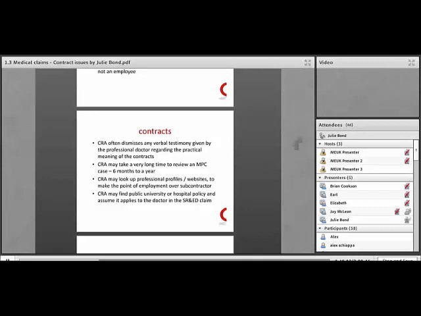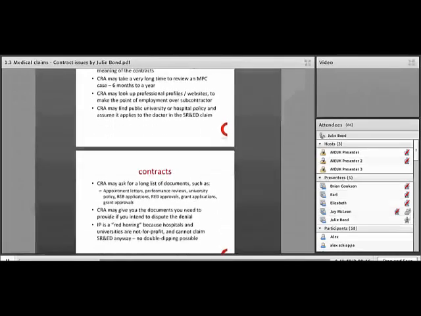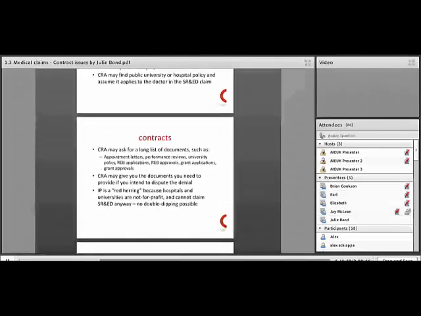Some of the things we've seen is CRA going out and looking in the public domain, and let's say they find a professional profile of a doctor who is associated as a part-time lecturer or something with a university. They'll infer an employment relationship even though there isn't one. Then they will find public university or hospital policy available online, and they may assume that it applies to the doctor, without any discussion or questions to the doctor. It would just become the assumptions in the denial. So you have to be careful of those things that you may see.